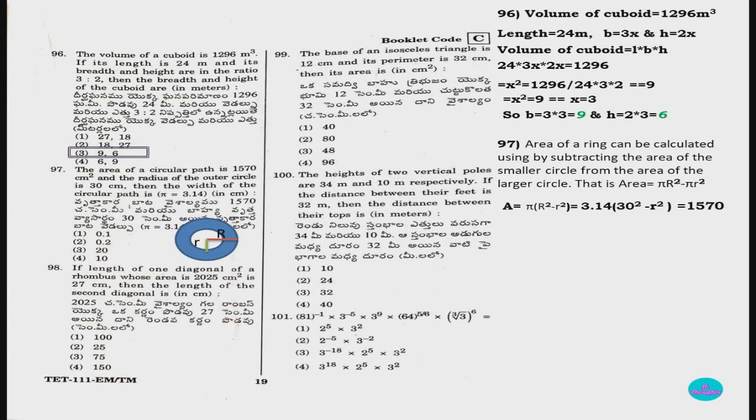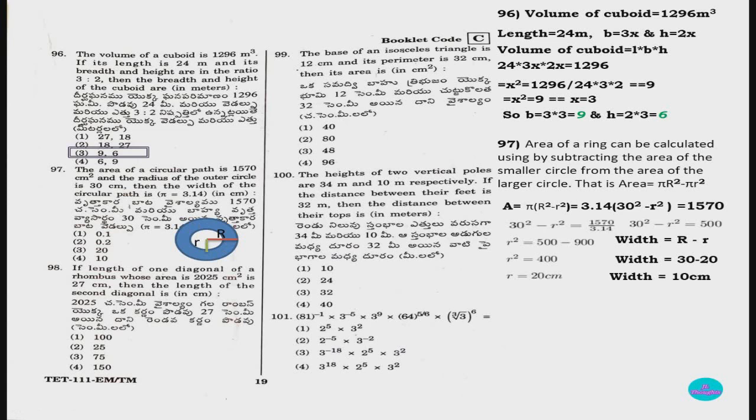Pi is 3.14 into capital R is 30, which is given in the question. So 30 square minus R square. If we solve this, we will get R as 20 centimeters. Now to find out the width, from this radius we have to remove this radius, then we will get the width of the circular path. So capital R is 30 minus small r, just now we got 20, so width is 10 centimeters.